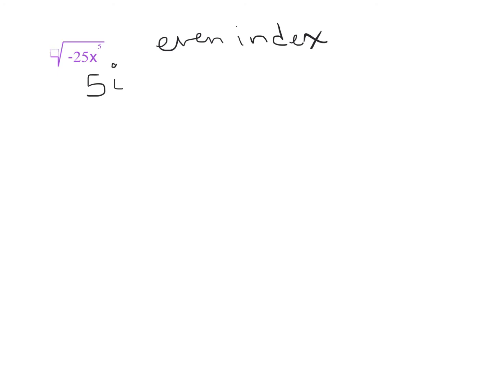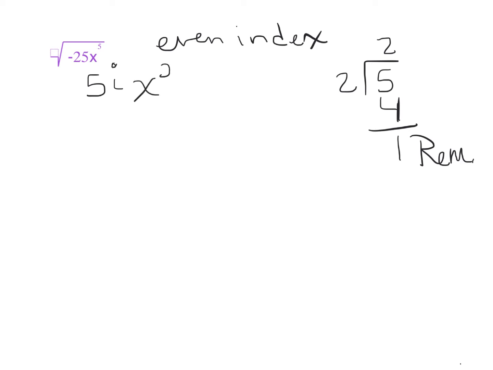And then x to the 5th, well, let's see here. 2 goes into 5 twice, and you have 1 remainder. Well, that means that there are 2 x's that come out, 2 groups, and an x is left behind.